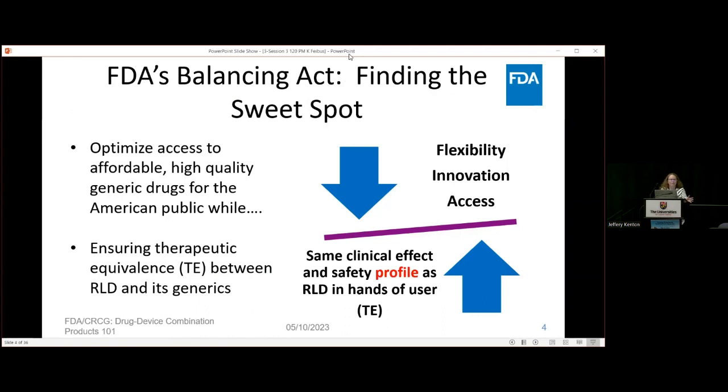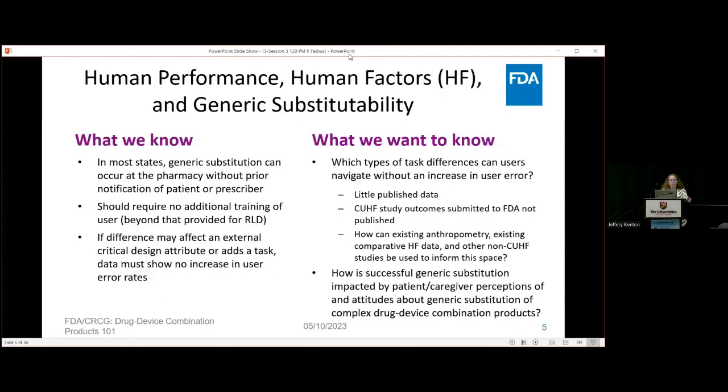So, like industry, we're constantly trying to find where's the sweet spot. It is a balancing act all the time, trying to optimize access to affordable, high-quality generic drugs for the American public, while still ensuring that these approved products are going to be therapeutically equivalent between RLD and generic and substitutable at the pharmacy. We know that the majority of states in the United States allow generic substitution to occur at the pharmacy level without prior notification of patient or prescriber.